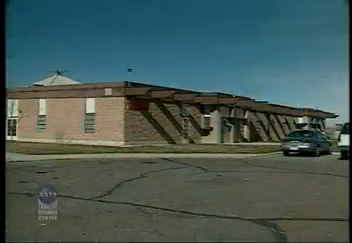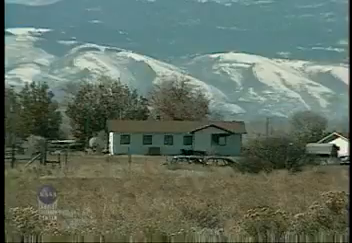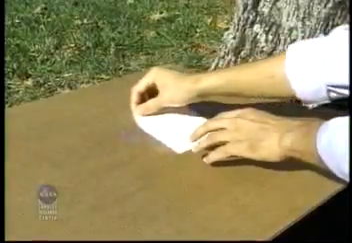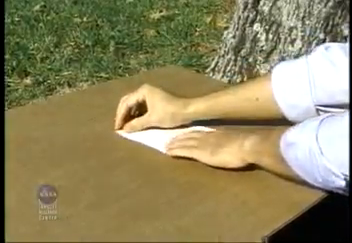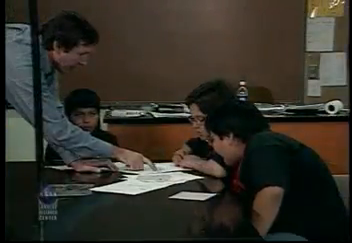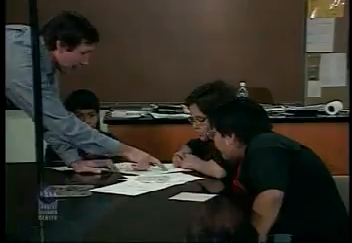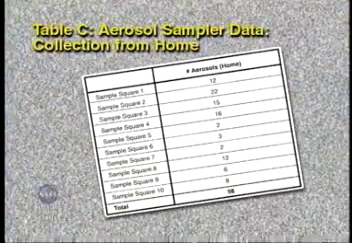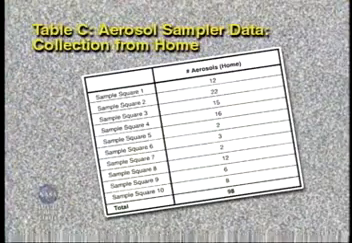After you've completed this activity at school, you'll take your own sampler home. Place your sampler on a flat surface 1 to 2 meters above the ground. Leave your sampler outside overnight. First thing in the morning, attach the aerosol sampler grid side down to the contact paper. Bring your sampler to school with you. When you get to school, your teachers will give you time to randomly select your 10 squares. Find the average and record the data in Table C, Aerosol Sampler Data, Collection from Home, on Student Data Worksheet number 2.